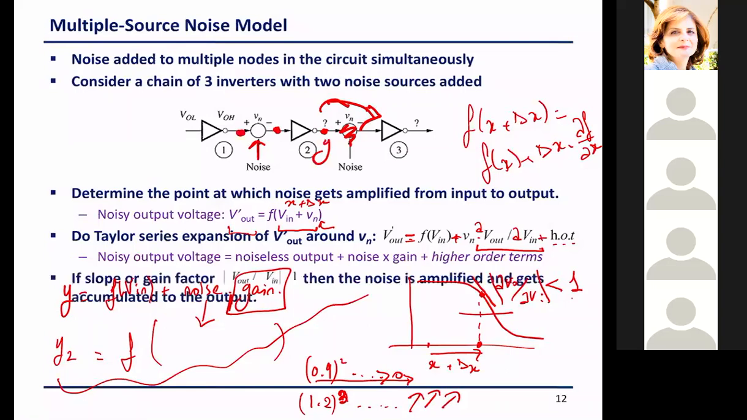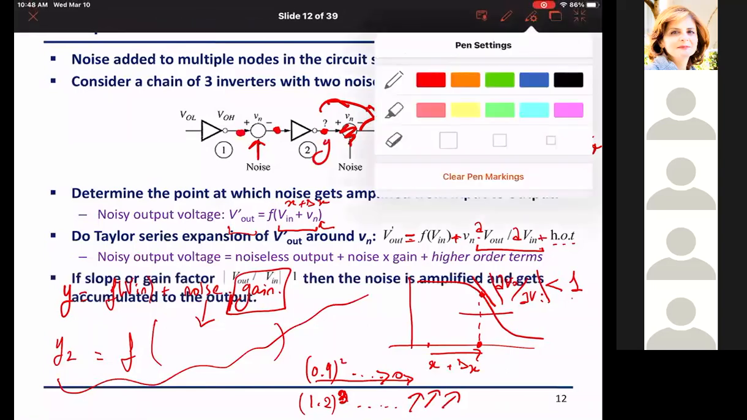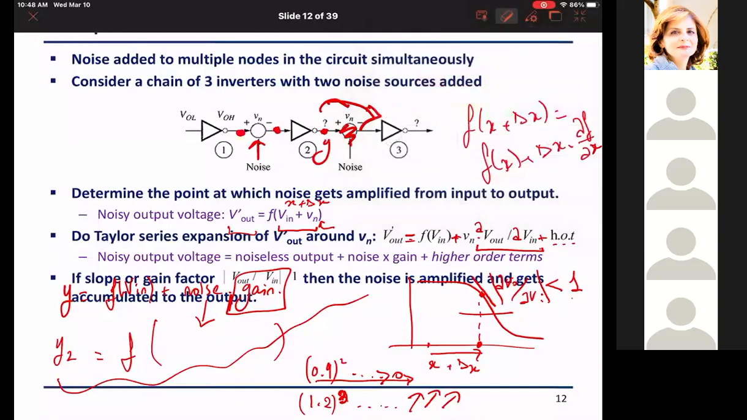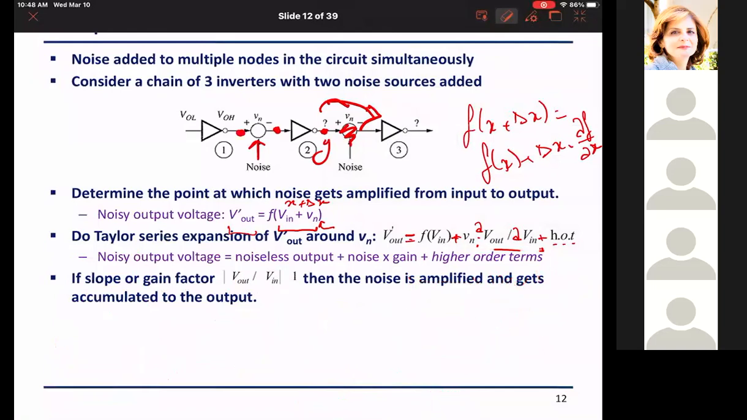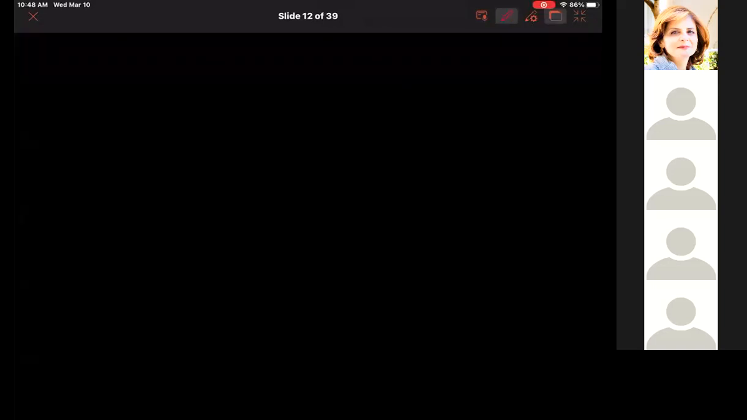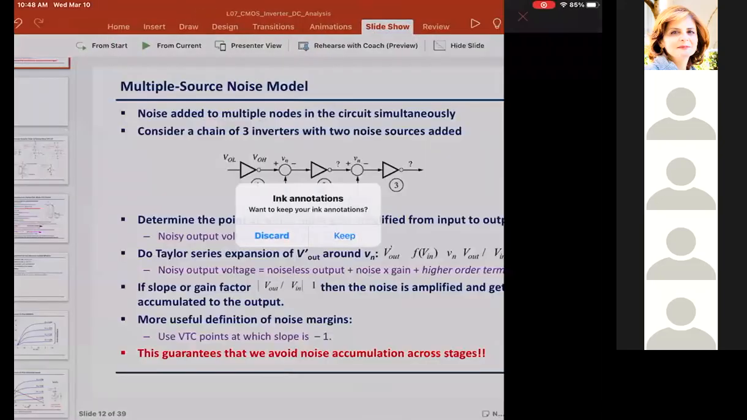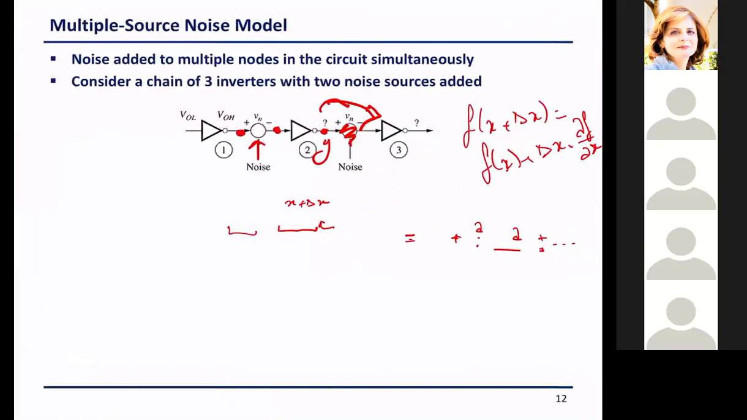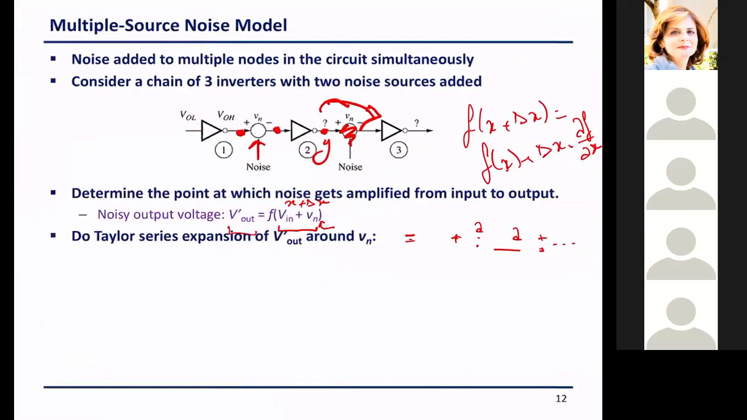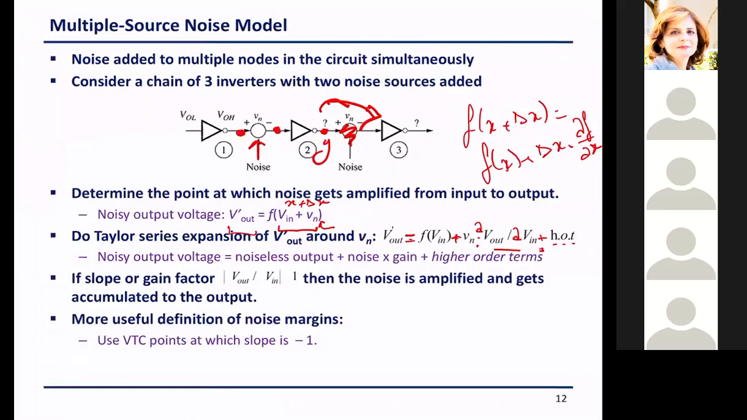The basic concept is that the Taylor series expansion tells me that the gain is going to be multiplied by the noise, and since we have many stages, this noise is going to build up. My objective is to suppress the noise, so I'm going to operate only in the regions where the gain is smaller than 1. Okay, that's where we came up with the derivation of the noise margins.